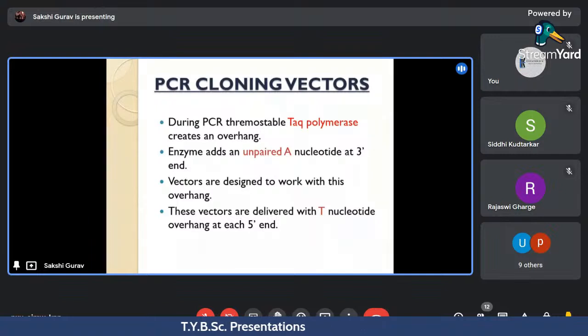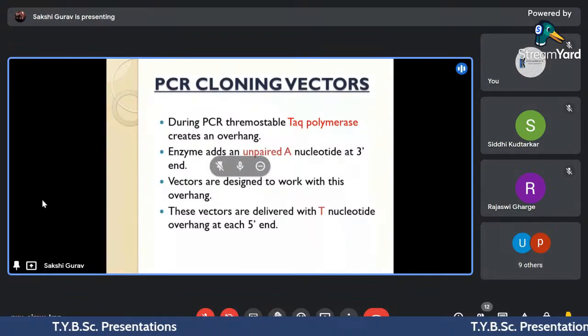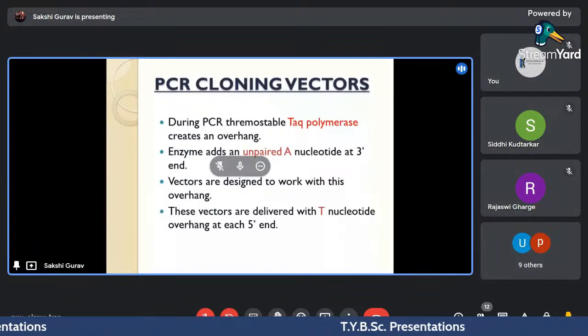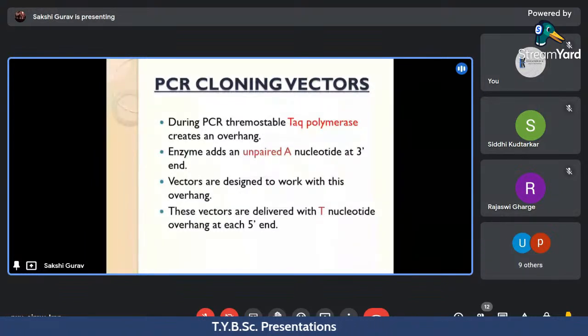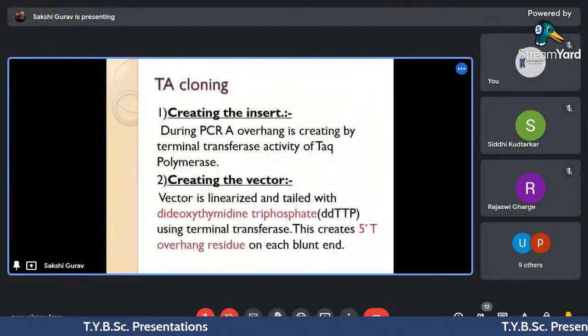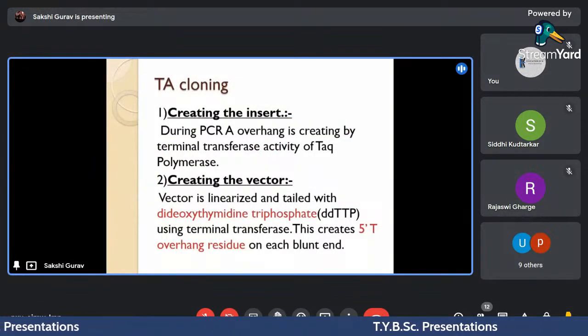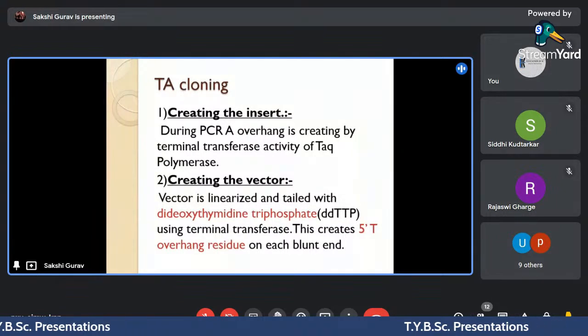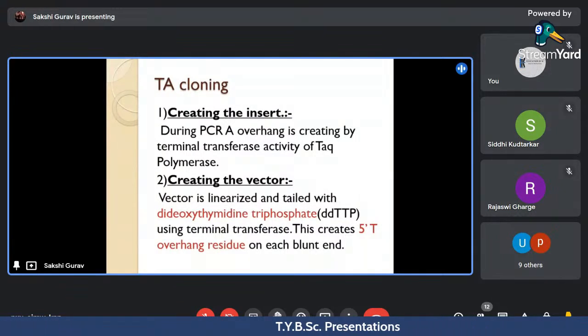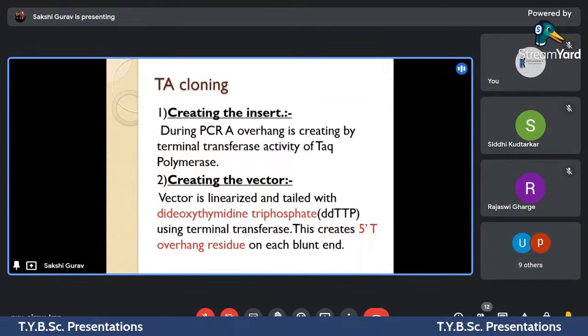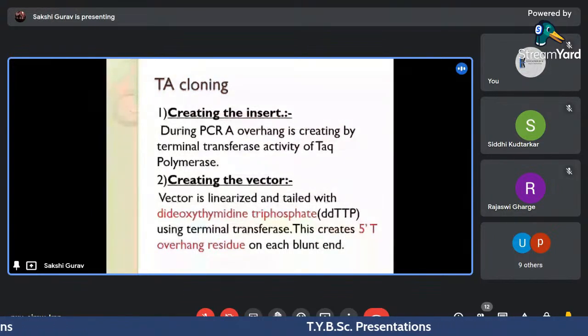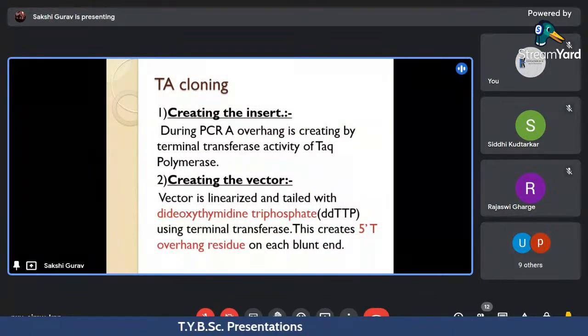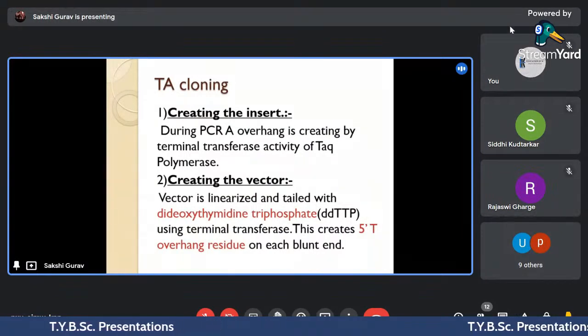To overcome this, the vectors are designed such that they are delivered with a T nucleotide overhang. This process is known as TA cloning, where T stands for thymine residue and A for adenine. And how does this process work? The first step is creating the insert. As I told, during PCR the Taq polymerase will create an overhang at the 3' end, and after that for its cloning we will be creating the vector.